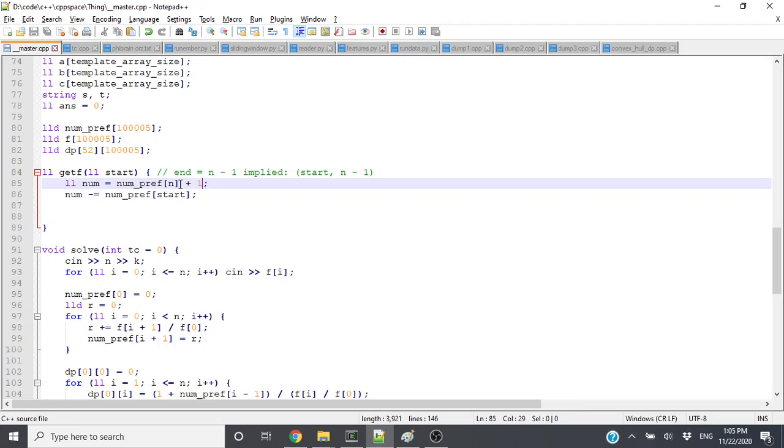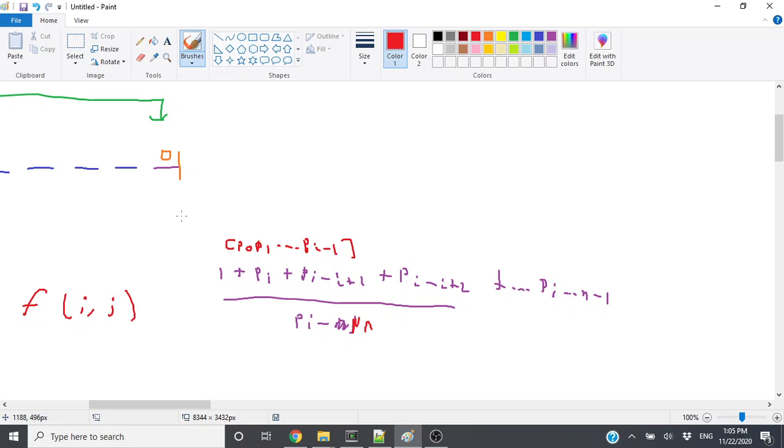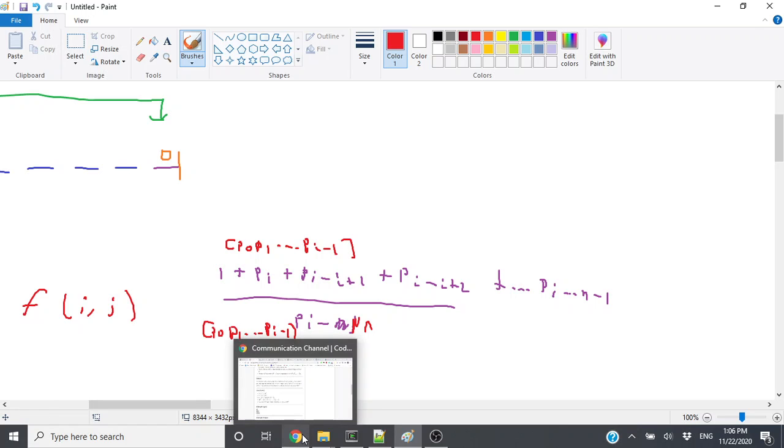Let me add 1. So then what? Then we have Pi. But this is also like P0, P1, Pi minus 1. Which is kind of exactly what we want, isn't it?